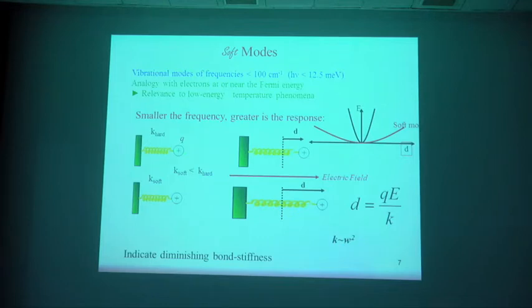If I attach a positive charge by a spring constant to this rigid wall, and this is a spring constant K hard, and on the right hand side it's a K soft, okay? Here the spring constant is softer. And if I apply an electric field, this positive charge will feel a force to the right, and the spring will try to bring it back, right? So at a given electric field, there will be a balance between two forces. One is the restoring force of the spring, and one is the force coming from the electric field. And you will see, in equilibrium, it will move by a distance d.